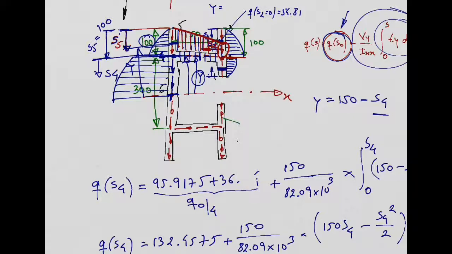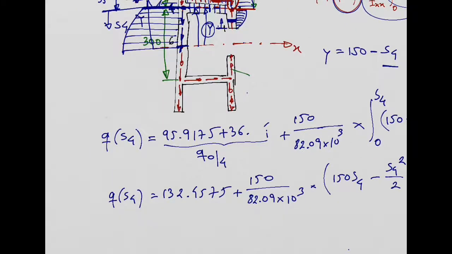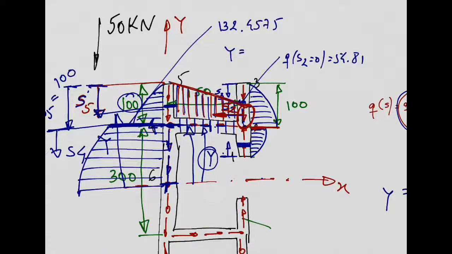This initial shear flow, so this picture is getting really messy now. So let me see. So this initial shear flow you have here at point 4 is 132, so 132 point, is this value here, right? 132.4575. Okay? And then the shear flow will increase in a quadratic form all the way until it reaches the neutral axis, where usually the maximum shear flow on the cross-section is located, on the neutral axis, okay?